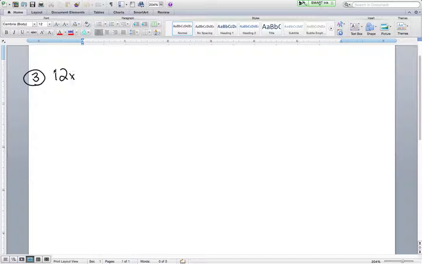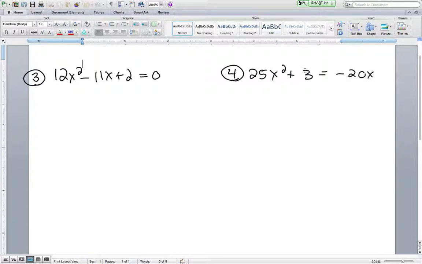So 12x squared minus 11x plus 2, that's going to equal 0. And then number 4 is going to be 25x squared plus 20x, plus 3, excuse me, plus 3 equals negative 20x. Okay, so these are solving ones. If you'd like to pause the video, go ahead and see what you can do with them.